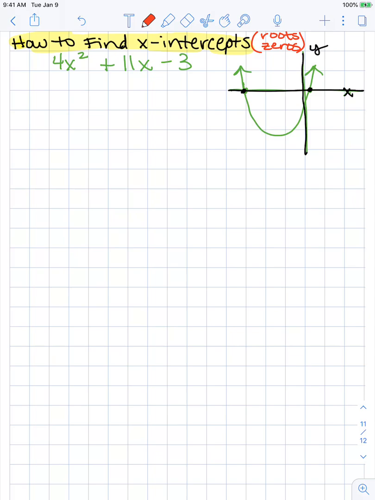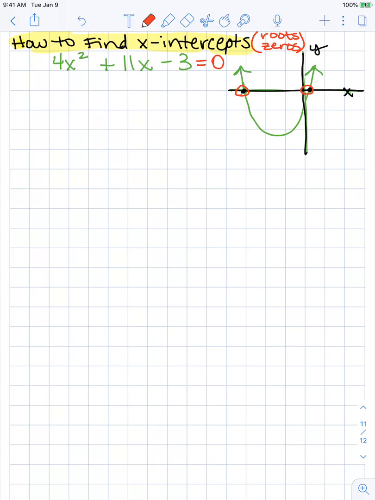So we're going to find our x-intercepts by factoring. You can call your x-intercepts roots or zeros. They're these points right here where your parabola crosses the x-axis. We're going to factor this trinomial and find our zeros by grouping. And we'll do grouping through this method.